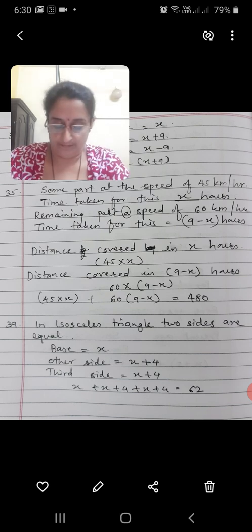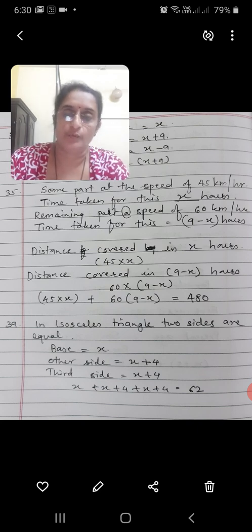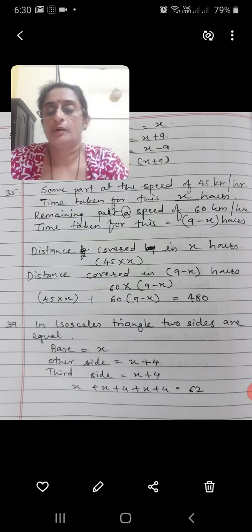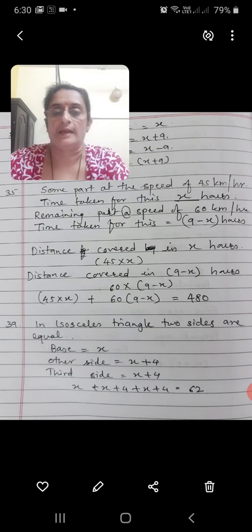So fine, here the two equal sides are 4 centimeters more than the base. So the base is smaller and the other two equal sides are 4 centimeters more than that. So how are we going to consider? The base we will consider as x centimeters, the other side will be x plus 4, and the third side also will be x plus 4, because these two sides are equal. So base is x and the other two sides are x plus 4, x plus 4.